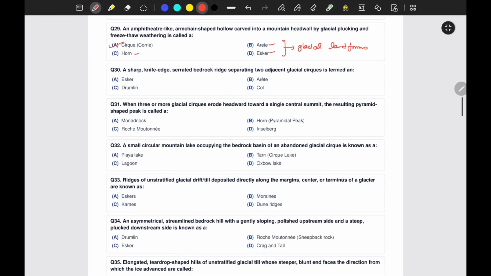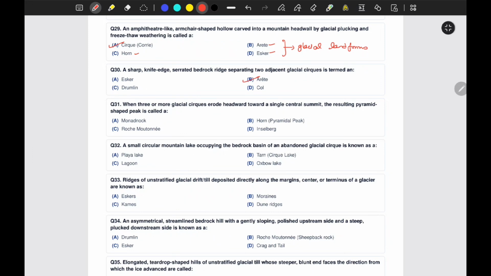Question number 30. A sharp, knife-edged, serrated bedrock ridge separating two adjacent glacial cirques is termed as esker, drumlin, col, or arete. The correct answer is arete.